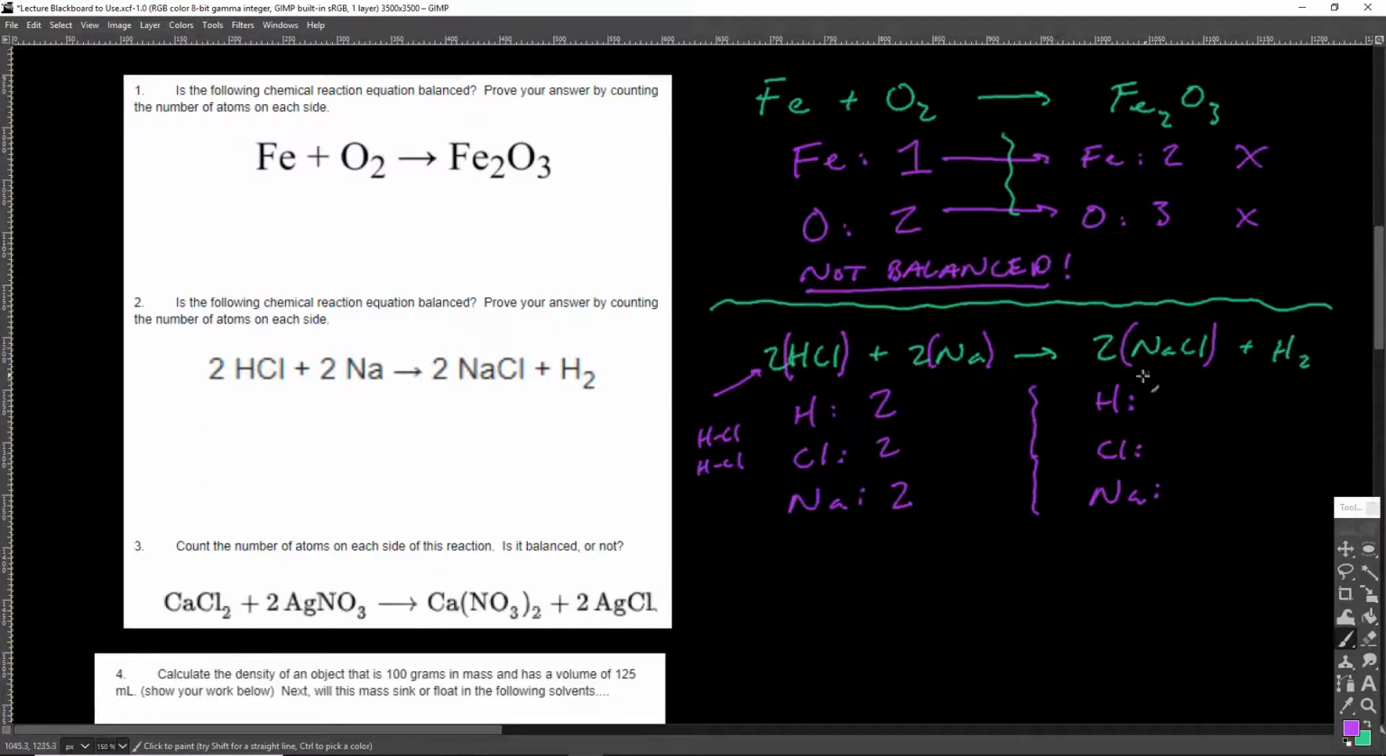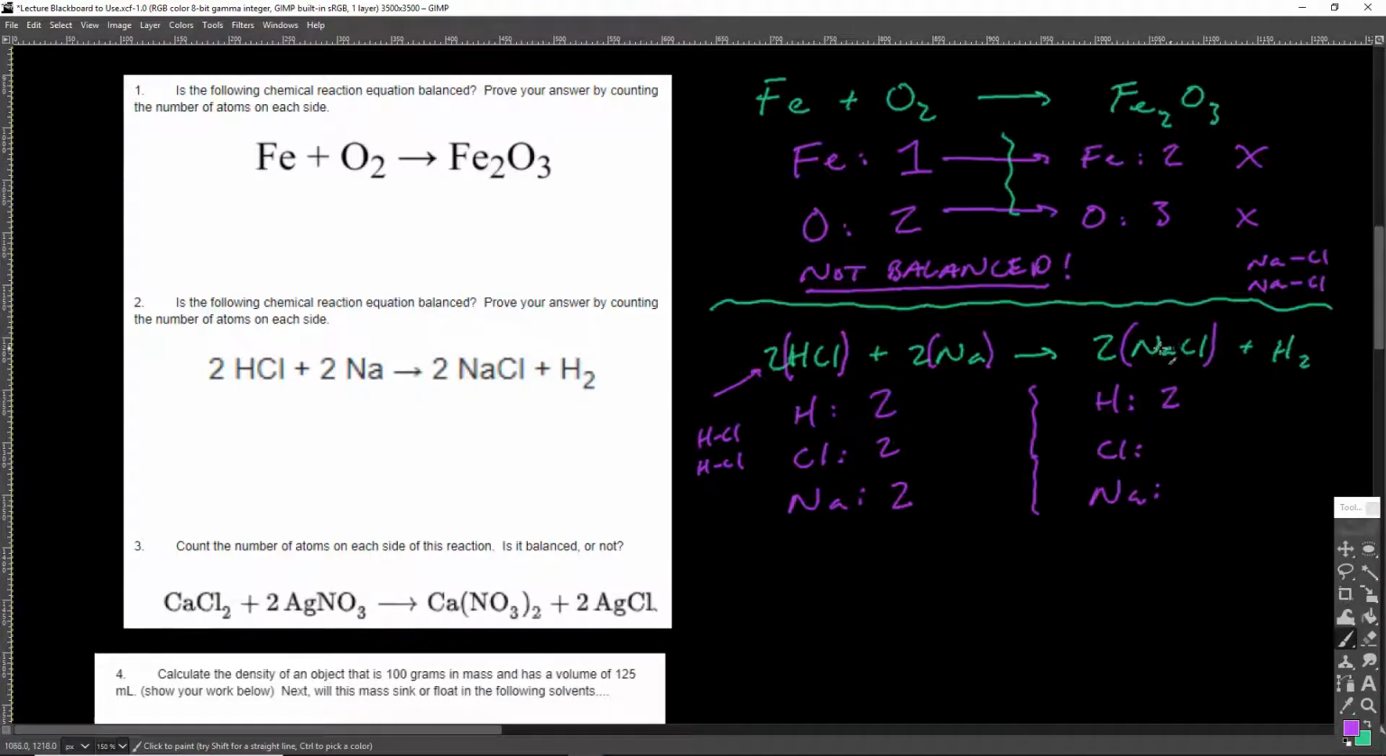Now, let's go to the other side. So now we have two sodium chloride molecules plus one molecule of H2 gas. So how many hydrogens are there? Well, here is the hydrogen, but there is a subscript that says that there are two of them. How many chlorines are there on the right-hand side? Well, if that two wasn't there, it'd be one chlorine, but now there's two sodium chloride molecules, right? So it really looks like this, NaCl, NaCl.